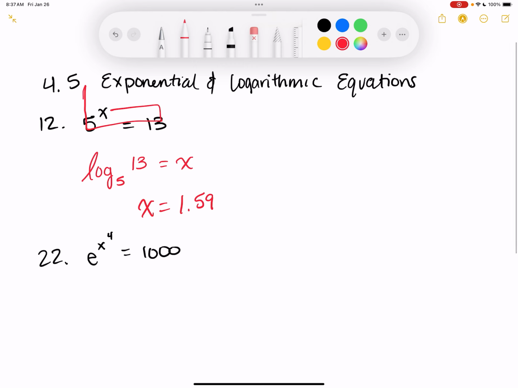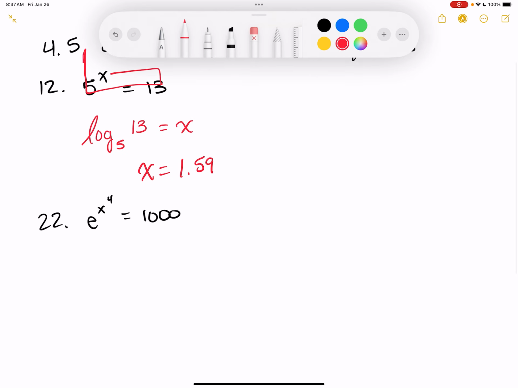All right, so we make the L with this one. Now, log base e is what? There's a special name for it: the natural log. If you write log base e, that's totally fine. It's not going to change anything, it just saves you from having to go that far on your calculator. This would technically be the ln, because it's log base e of 1,000 equals x to the 4th.